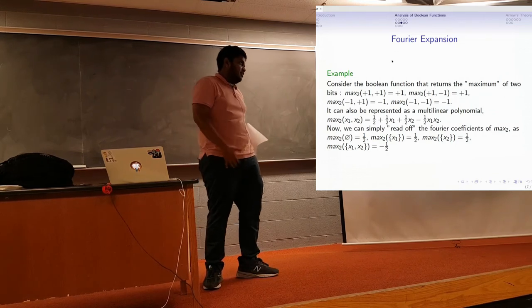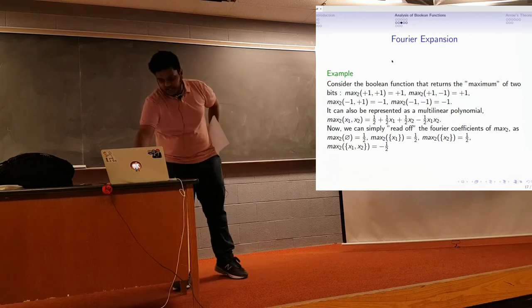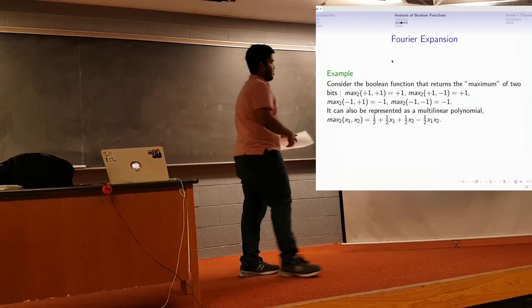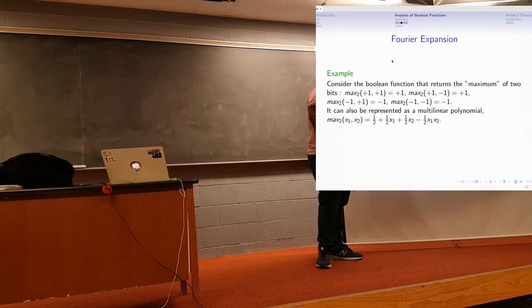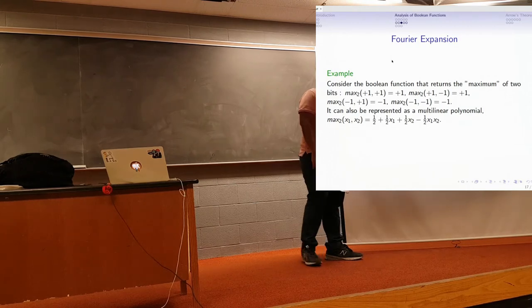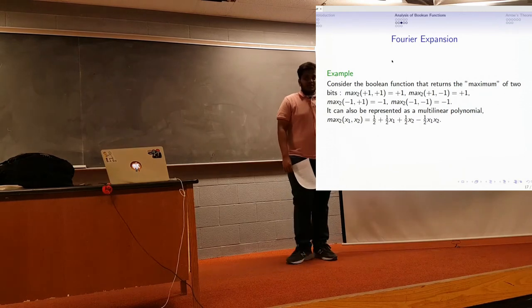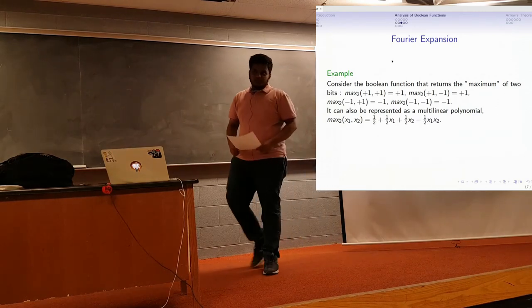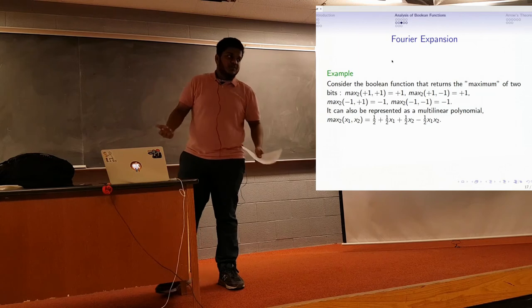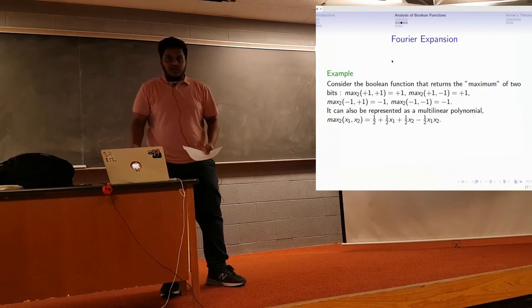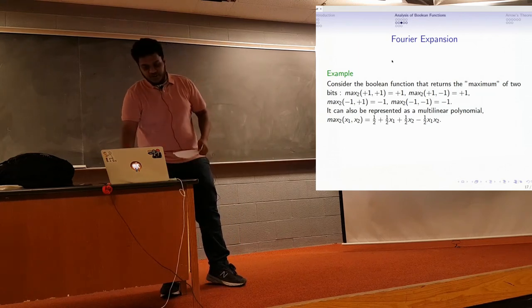So does everyone understand this example at least? What I'm trying to say is every Boolean function can be written as a polynomial of this form, where the monomials in the polynomial are indexed by the subsets of the set containing n elements. And the coefficients of these monomials are just called the Fourier coefficients of the function. So does everyone get that? Any questions about it? Okay, I guess I'll move on.